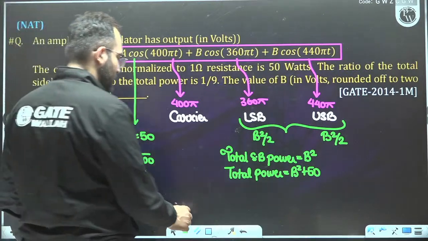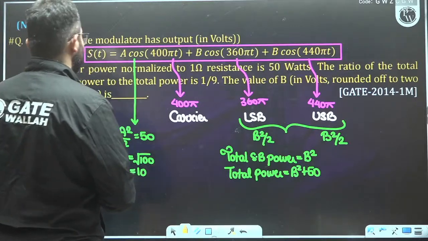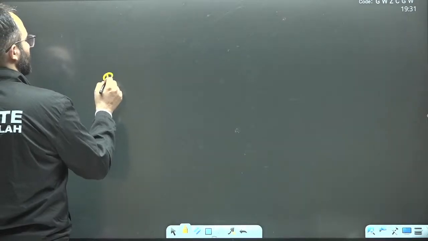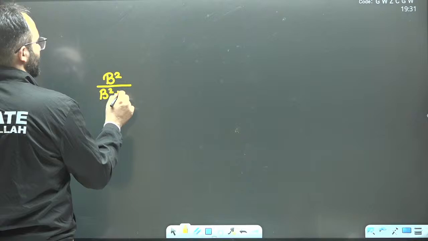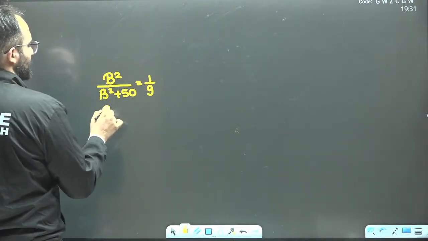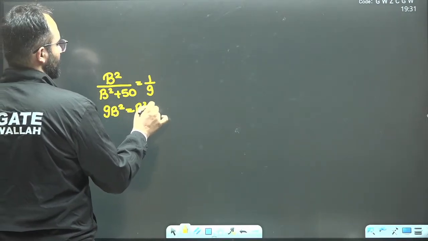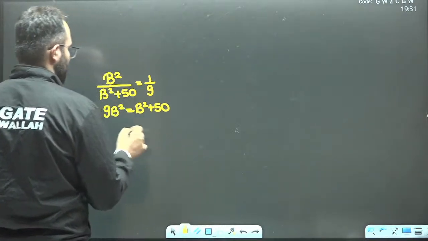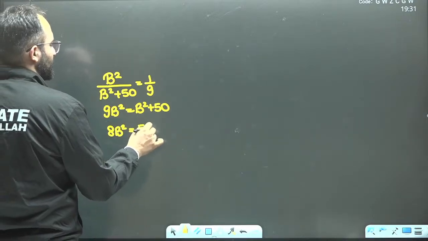Okay, now we can see that the ratio of the total sideband power to the total power is 1 by 9. B square upon B square plus 50 is 1 by 9. So 9B square is B square plus 50. Eight B square is 50.